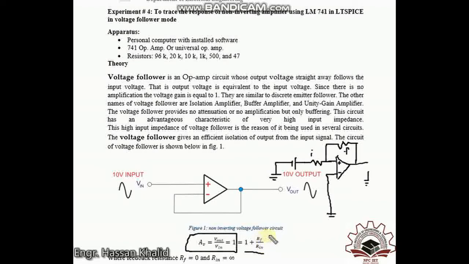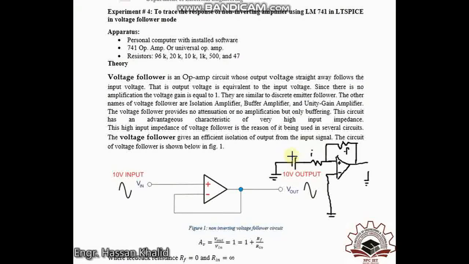One method is to make the feedback resistance equal to 0. When it is equal to 0, whatever the input resistance is, the overall gain will approach unity. The second method is to tune the input resistance to be equal to infinity. When this happens, the term in the numerator divided by the denominator will become 0. So once again we will obtain the unity gain equal to 1.